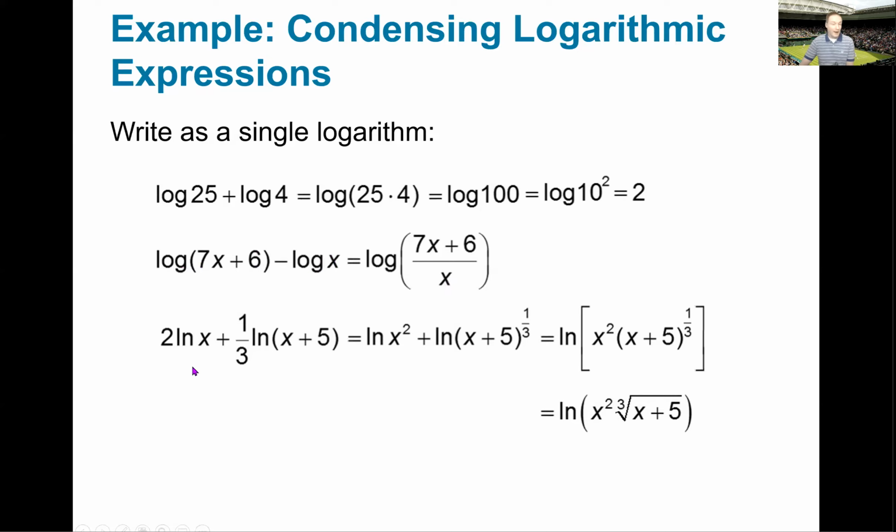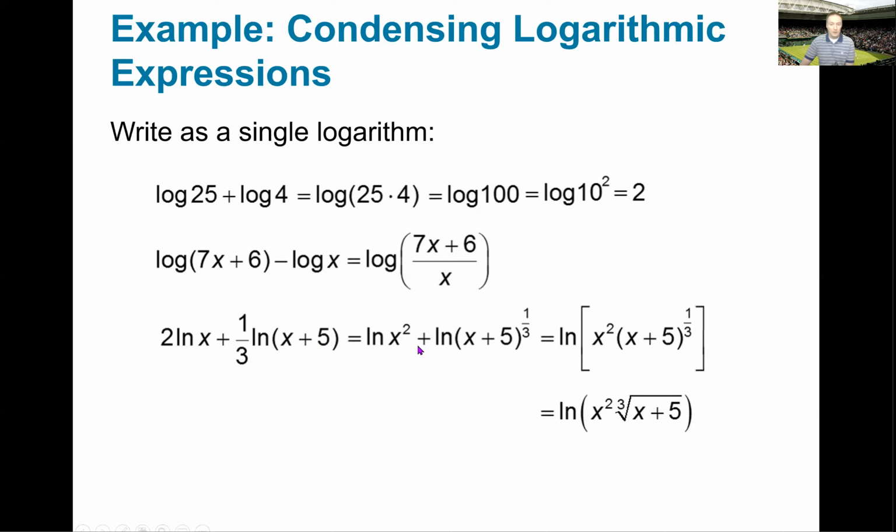My last one here, I have powers on the individual logarithms, so I need to work with them first. I have 2 natural log of x plus 1/3 natural log of x plus 5. I called them powers. They really should be coefficients here, but those coefficients become powers because I can write this as natural log of x to the second. That's what I did here in the second step. And plus natural log of x plus 5, and that 1/3 will go up as the power on that group.